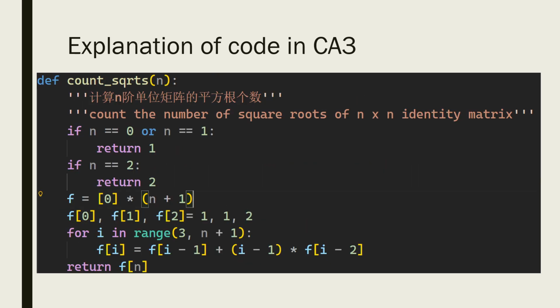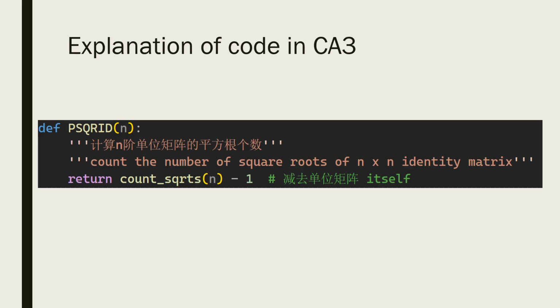This function uses the dynamic programming method, creating an array f to store the results of each iteration. By applying the formula derived earlier, we calculate the number of square roots for an nth order identity matrix. Finally, since the assignment specifies excluding the identity matrix itself, we must subtract 1 from our final result.